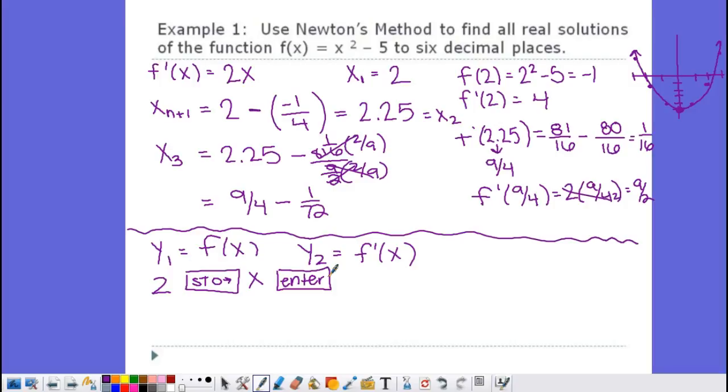What we're going to do now is we're going to type out our formula. So our formula would be X. So you're going to hit the X key again on the calculator. Minus parenthesis. What's the numerator of this formula? F of x, which we stored into y1. So hit vars, which is below the arrows. Go over to y vars. Hit function. And then you see how y1 is the first option? Hit enter.